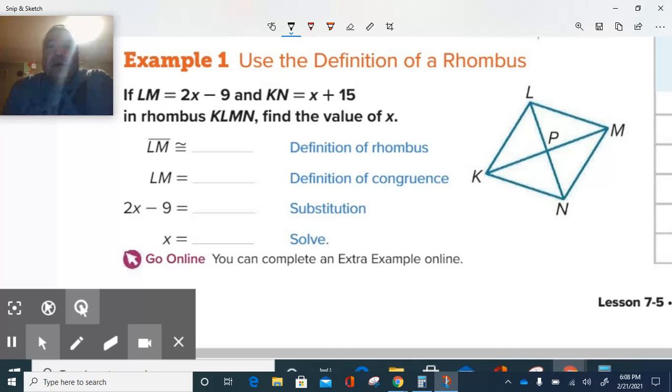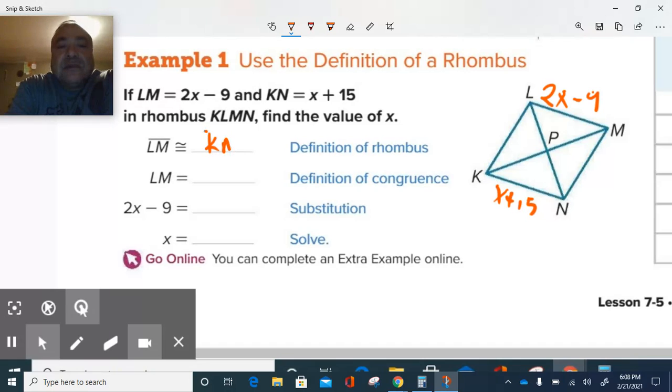Okay, so here, guys, LM, I'm going to make it that orange right there. If LM, this side, is 2x minus 9, and KN is x plus 15, then you need to say, well, hold on. If LM is congruent to KN, by the same token, LM is equal to KN. Therefore, 2x minus 9 is equal to x plus 15. And of course, then you say, oh my gosh, all I have to do is solve it.